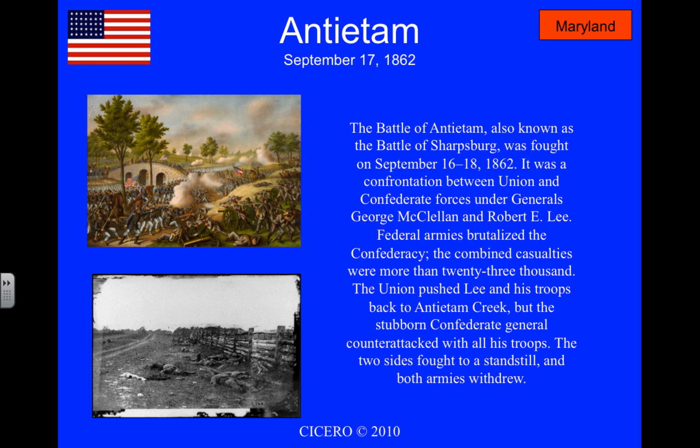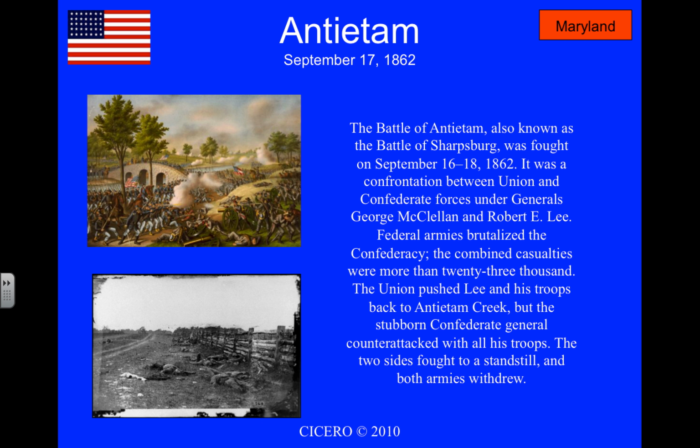The Federal Army, like it says, the Federal Army being the Union Army, beat up on the Confederacy. It went very back and forth, but eventually what happened was the Union pushed the Southern troops all the way back up the Antietam Creek.